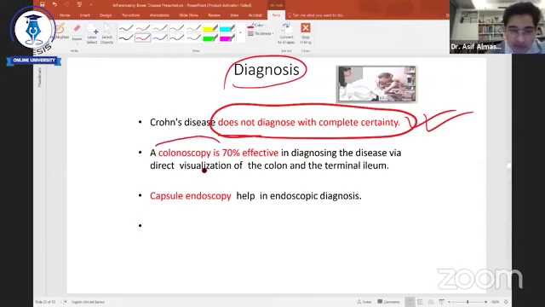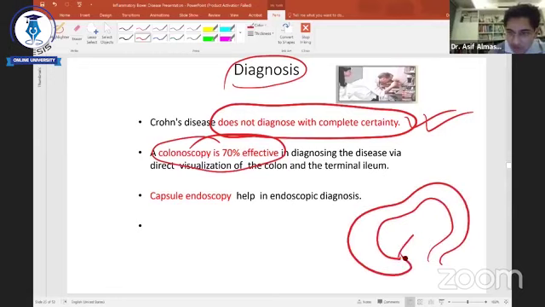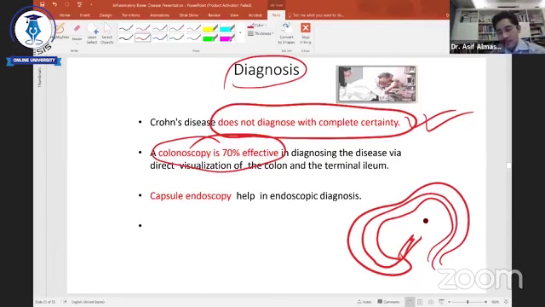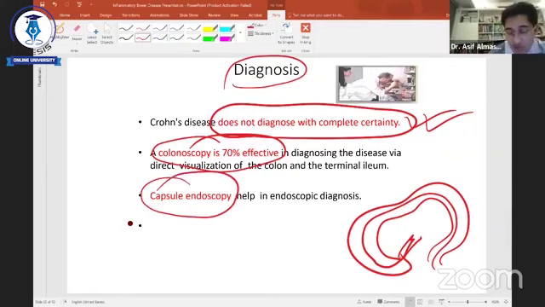But a colonoscopy is definitely the number one investigation that should be done in case of Crohn's disease, because the colonoscope can check the whole colon and also enter and see the distal 20 centimeters of the terminal ileum. So usually a colonoscopy is very, very helpful. Capsule endoscopy is another very helpful investigation, but it should be done with caution, especially if you think that any obstruction is present.